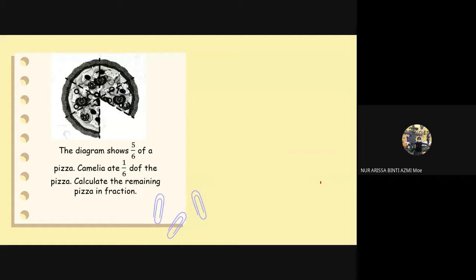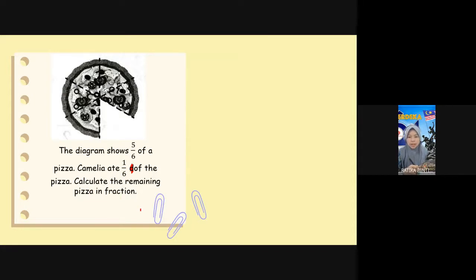Okay. The diagram shows 5/6 of a pizza. Camelia ate 1/6 of the pizza. Calculate the remaining pizza in fraction. Okay, now. Ada salah taip kat situ. Salah typing error of the pizza. Okay, the diagram shows 5/6 of a pizza. Camelia ate 1/6 of the pizza. Calculate the remaining pizza in fraction.